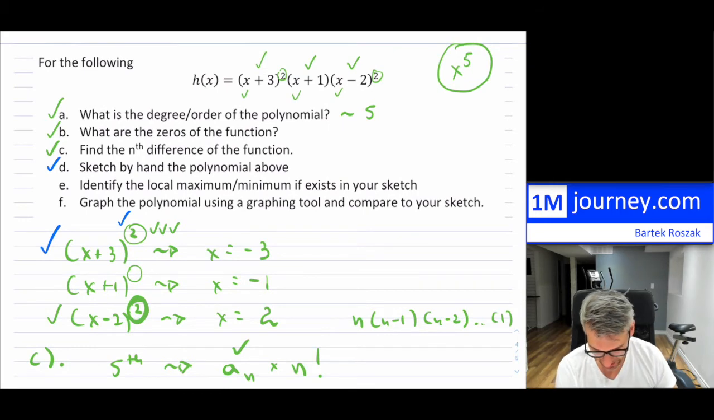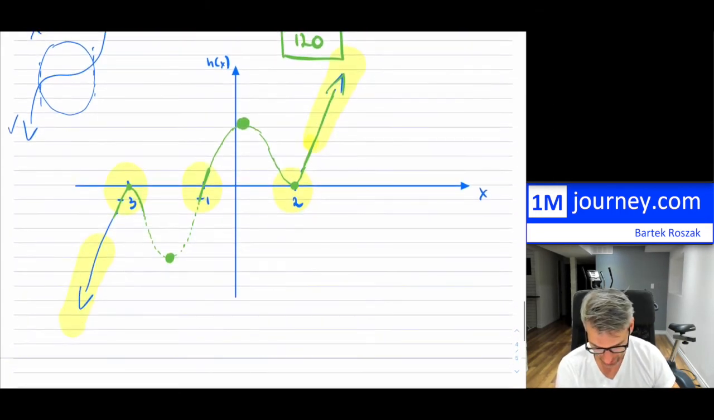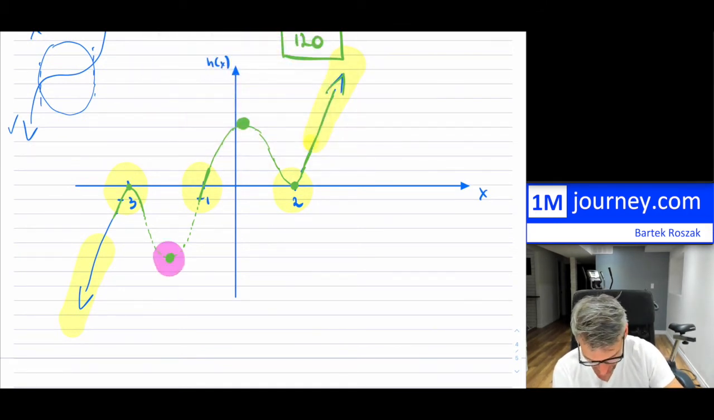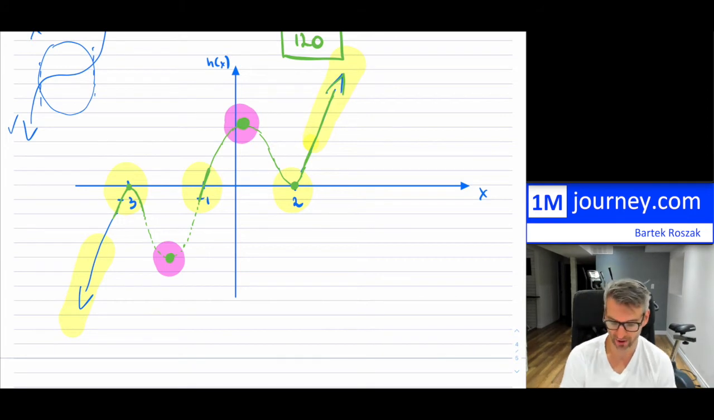Now, identify the local maximums and minimums if they exist. Well, we do have them. Since it only says identify, here they are, somewhere along there. If you're writing on a test, you can say there's going to be some local minimum somewhere between -3 and -1, and there's going to be some local maximum between -1 and 2. Okay, so those are the only ones you have within there.